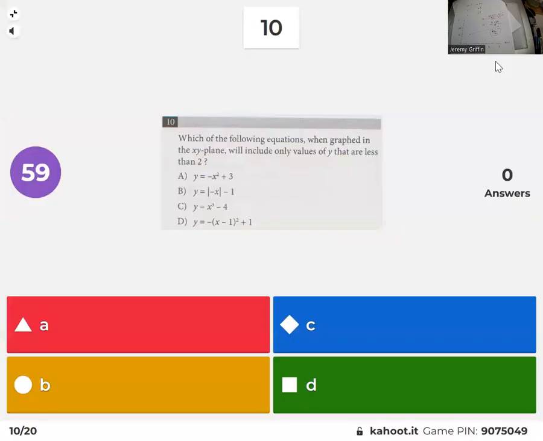Number 10. Which of the following equations, when graphed in the XY plane, will include only values of Y that are less than 2? Okay, so option A says Y equals negative X squared plus 3. Option B says the absolute value of negative X, all minus 1. Option C says X cubed minus 4. Option D says negative of X minus 1 quantity squared, all plus 1. So like an upside down parabola shifted up.